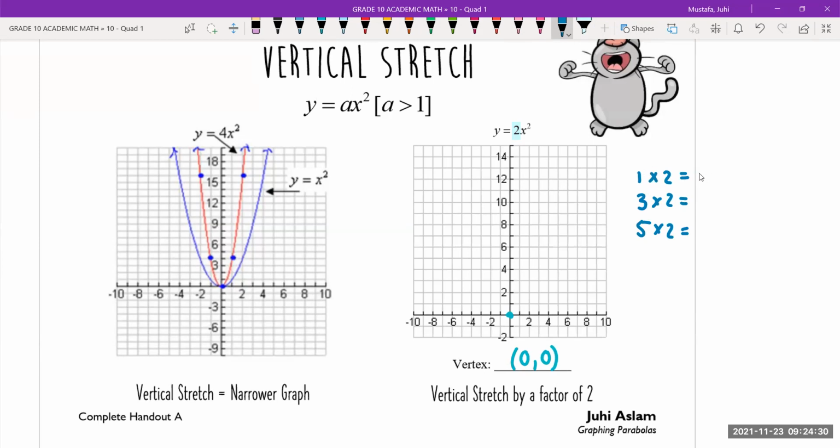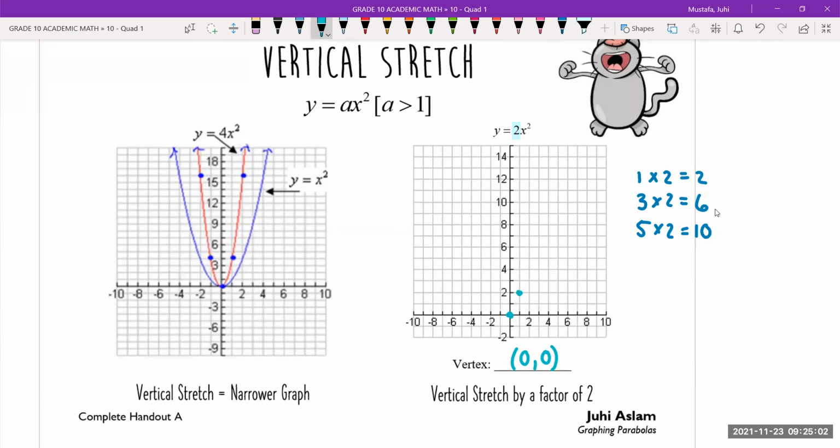And we're going to get 1 times 2 is 2, 3 times 2 is 6, 5 times 2 is 10. And now this is our new step pattern. So we're going to start at the vertex. And now when we move 1 to the right, we're not going to go up 1, we're going to go up 2 units. Because basically the parabola is being stretched vertically. Every point is being pulled up. You can think of it kind of like that.